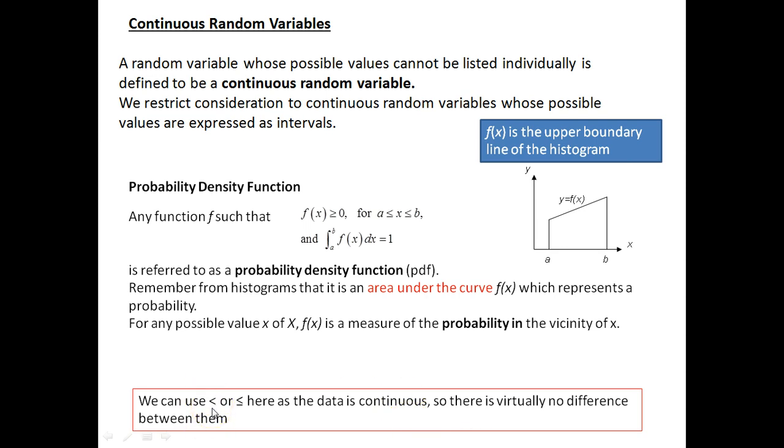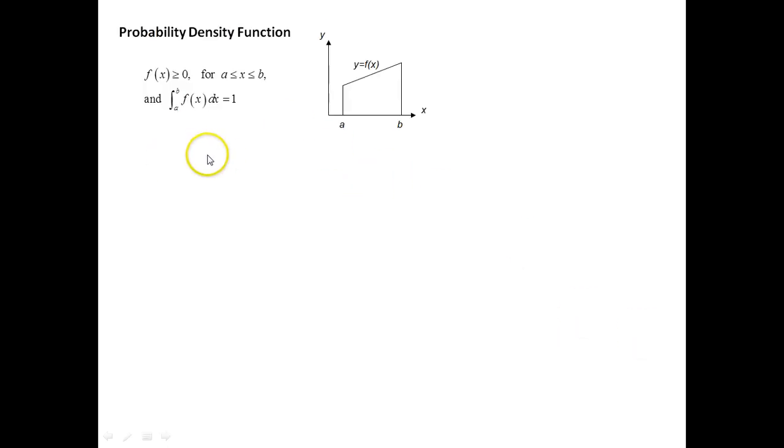And we can use greater than, less than or equal to here, as the data is continuous, so there's virtually no difference between using less than or equal. So that's the definition of a probability density function.